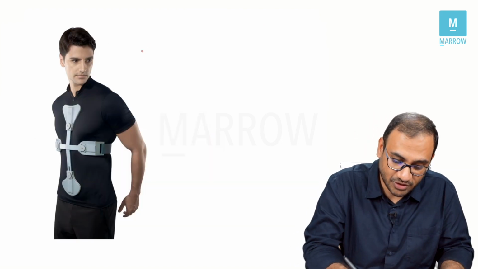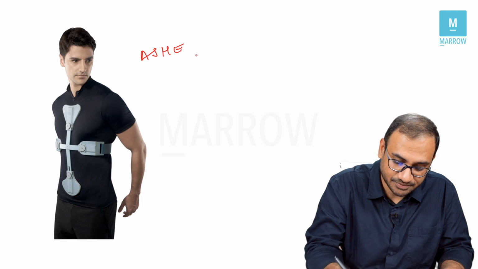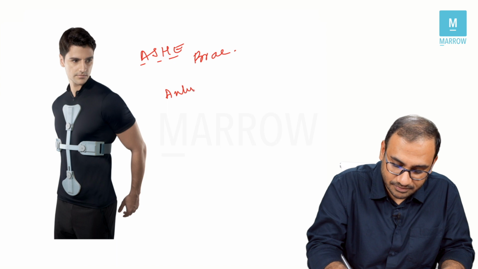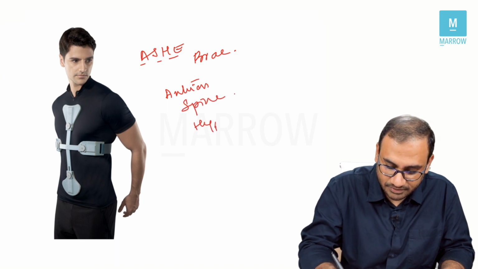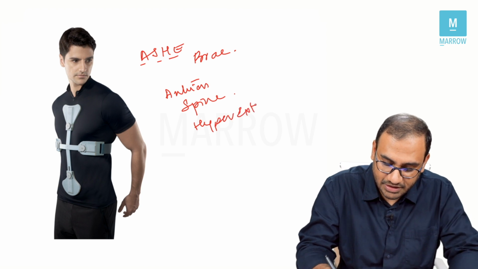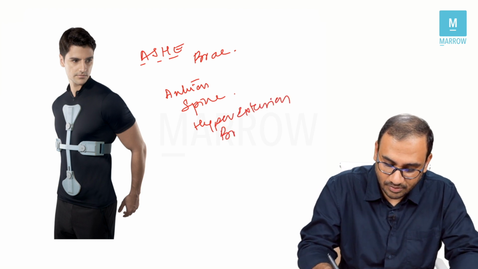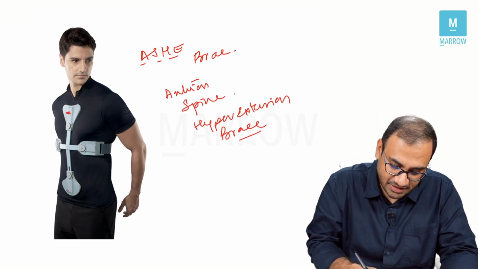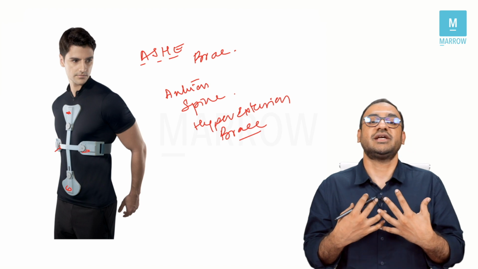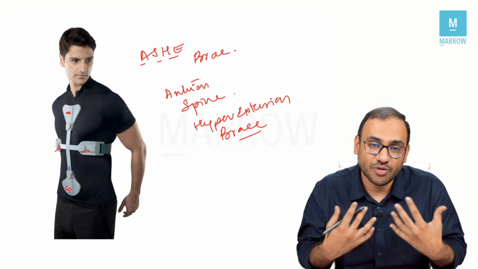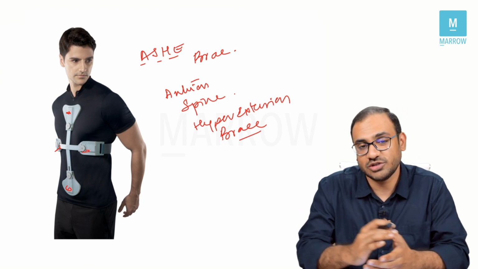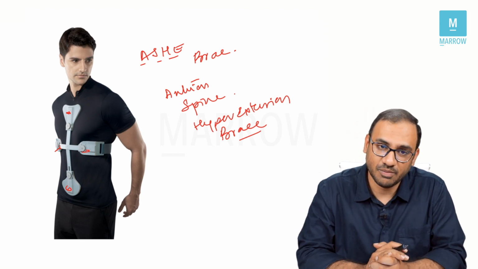And similarly, there is something known as Ashy brace, which stands for anterior spine hyperextension brace. Okay, anterior spine hyperextension brace. It has these things that will keep your spine in hyperextension, again preventing you from going into kyphosis. Ideal to be used in patients with vertebral compression or osteoporotic fractures of the thoracolumbar spines.